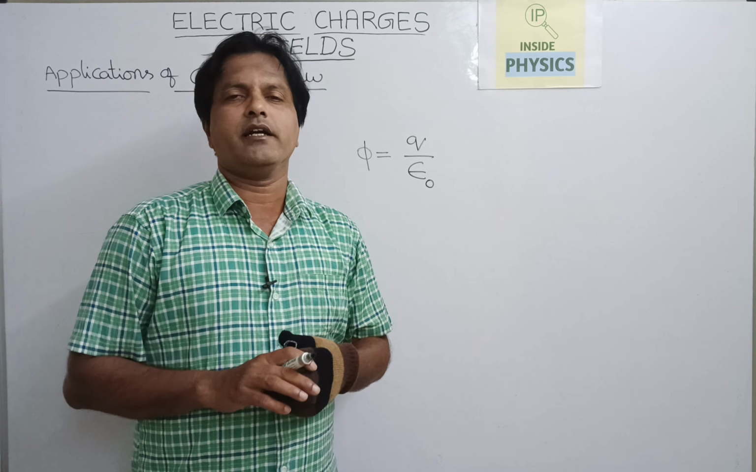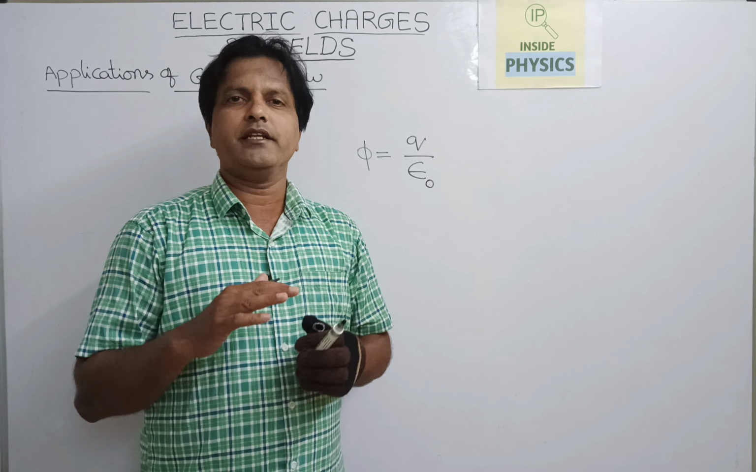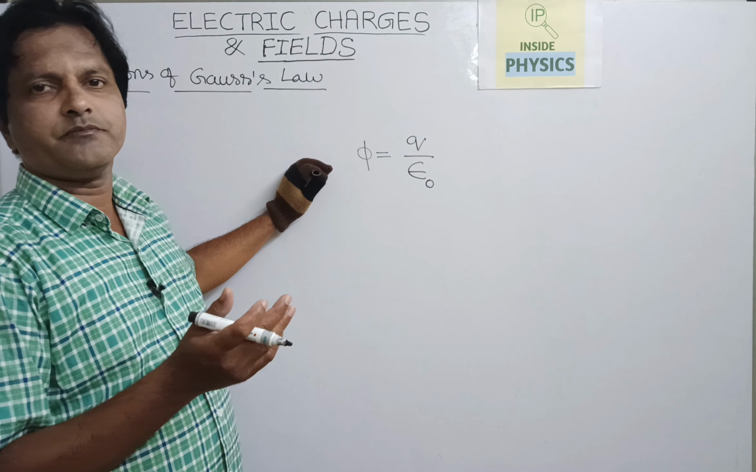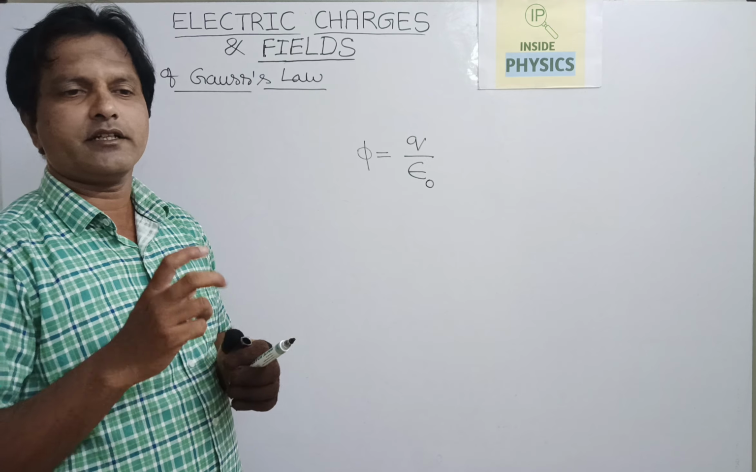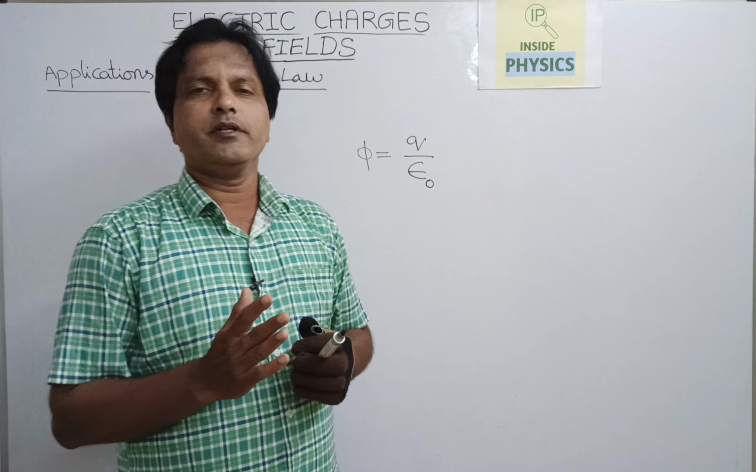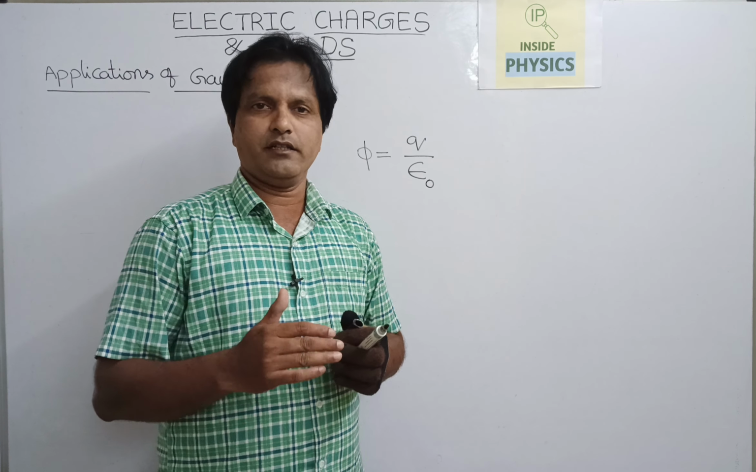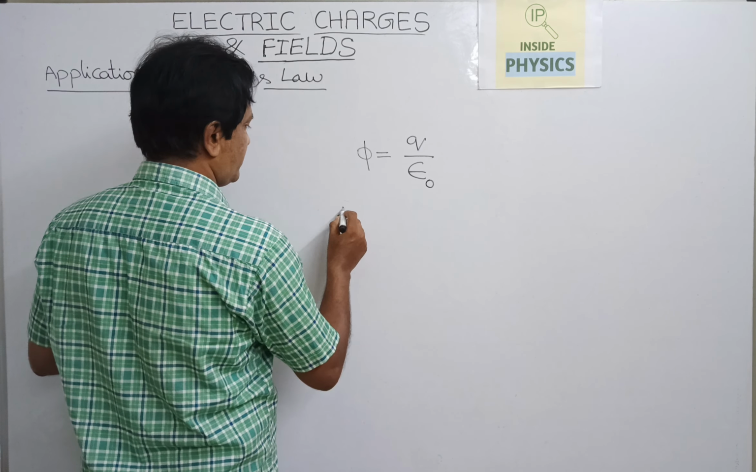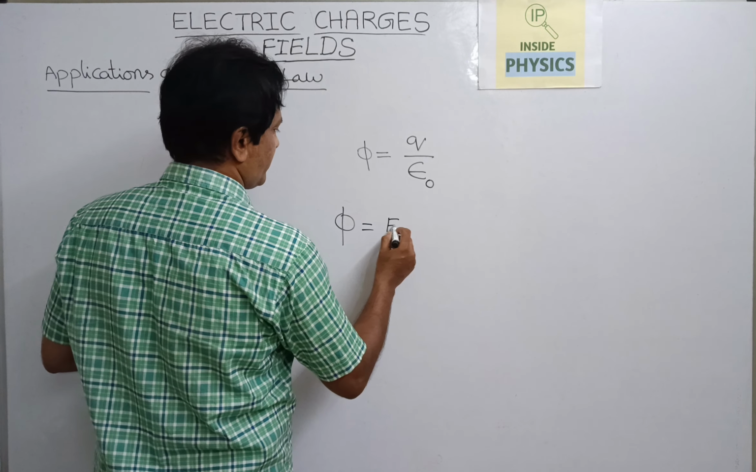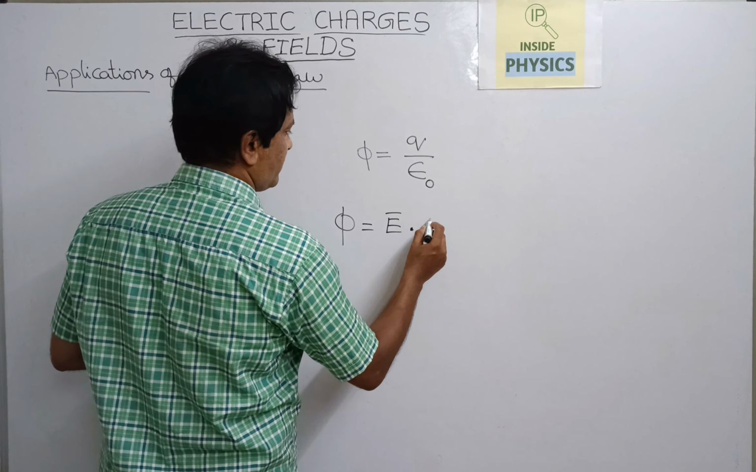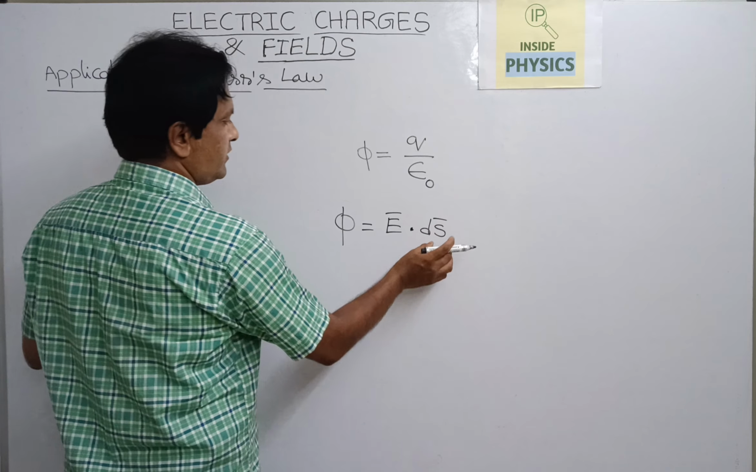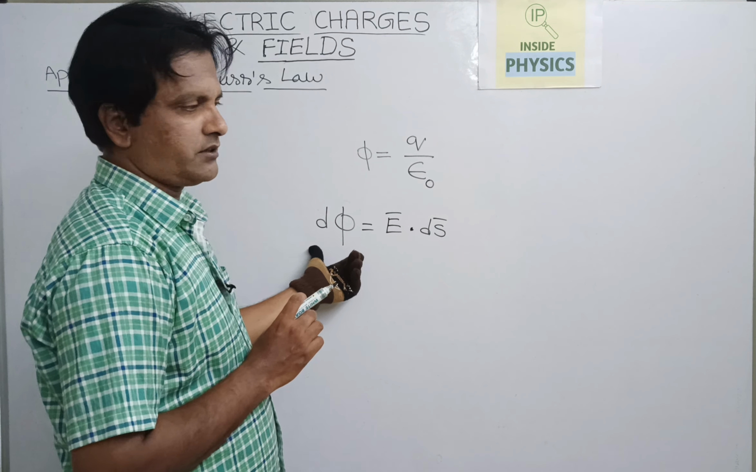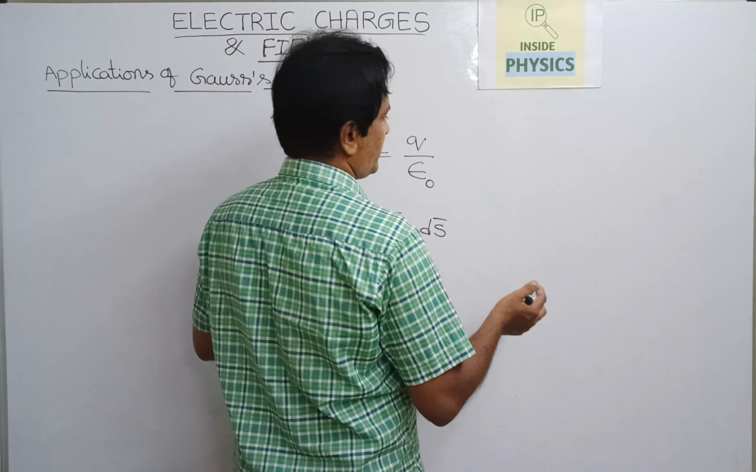To apply Gauss law, we need to take a surface around the charge, and then we calculate the electric flux. What is the relation between the electric field and electric flux? According to the definition of flux, which we have seen previously, phi is equal to E bar dot ds bar. This is a small area, so we take it as a small flux.